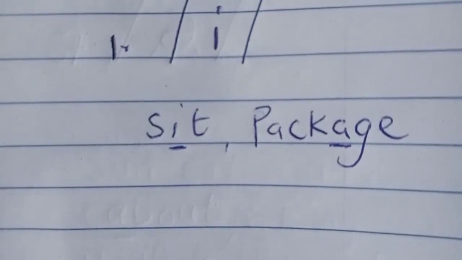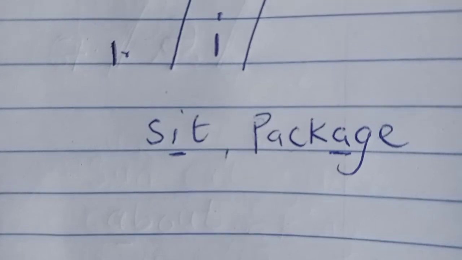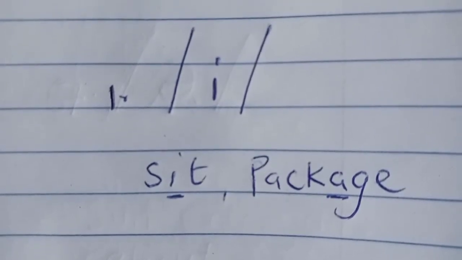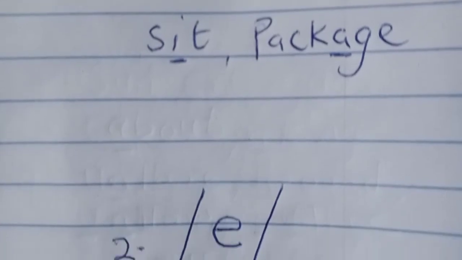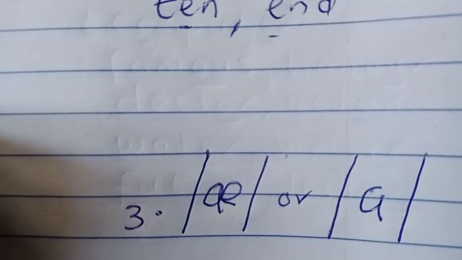So today we shall be looking at the remaining 4 short vowels because we have 7 short vowels in the English language. So we looked at these 3 previously. So today we shall be looking at the remaining 4 short vowels.